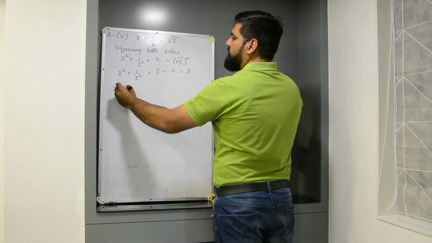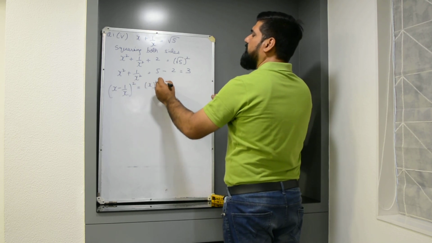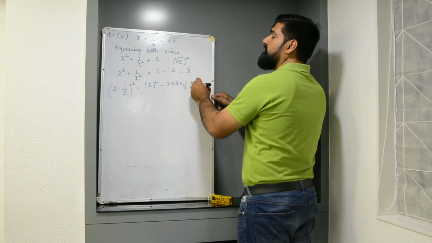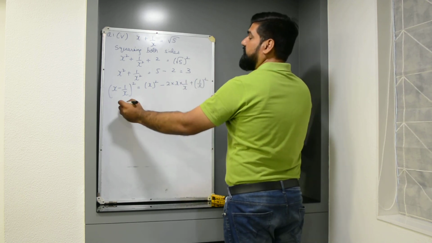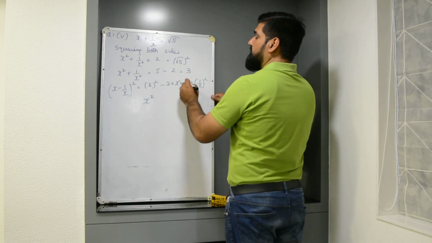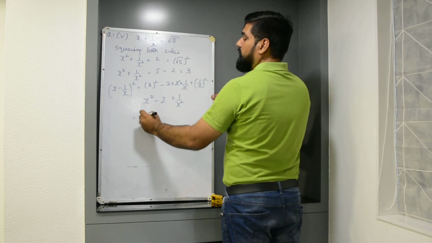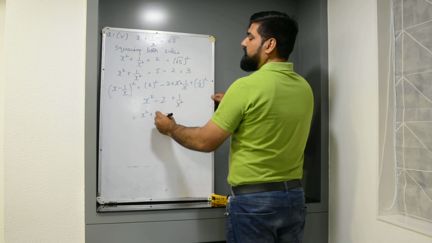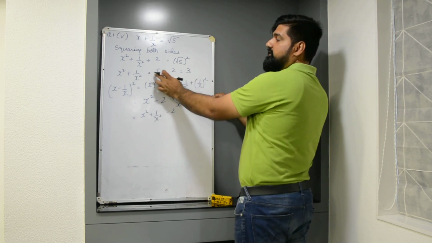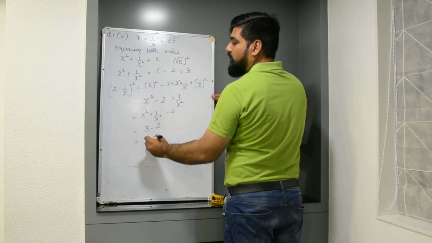Now x minus 1 by x whole square is equal to a square minus 2ab plus b square. So this can be written as x square, this x and x will get cut, minus 2 plus 1 by x square. So x square plus 1 by x square minus 2. Now x square plus 1 by x square, I already found out, is equal to 3. This will be equal to 3 minus 2, which is equal to 1.